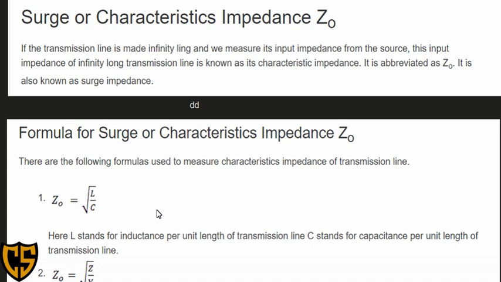So if a line is infinitely long, it stores energy in a distributed capacitance and inductance indefinitely. So energy from the source entering the line never returns. So we have different formulas for how we solve for our characteristic impedance.